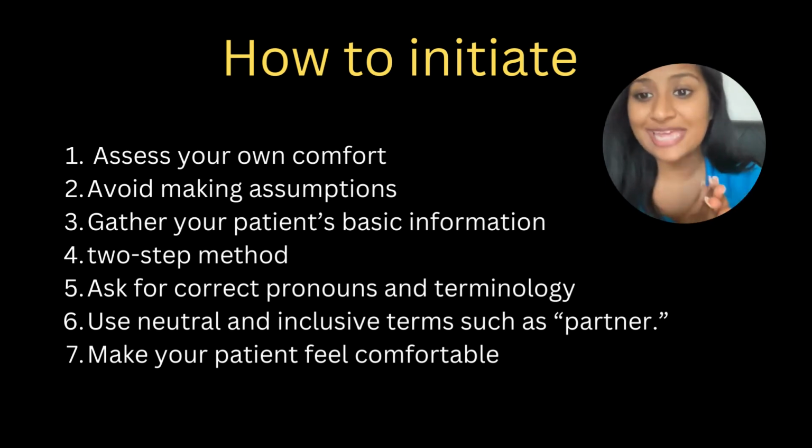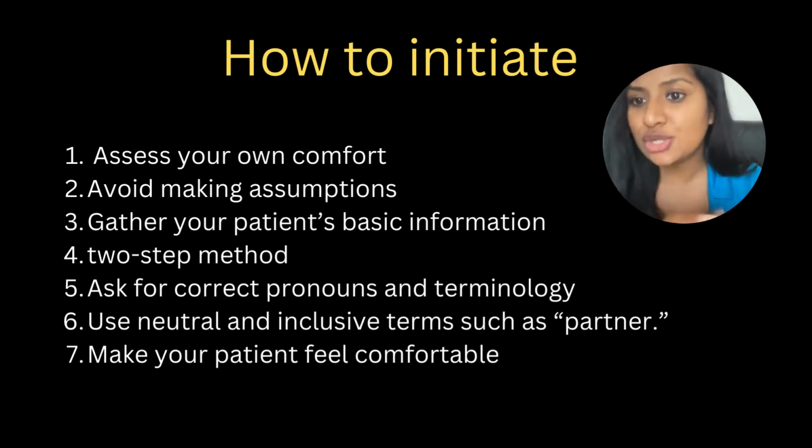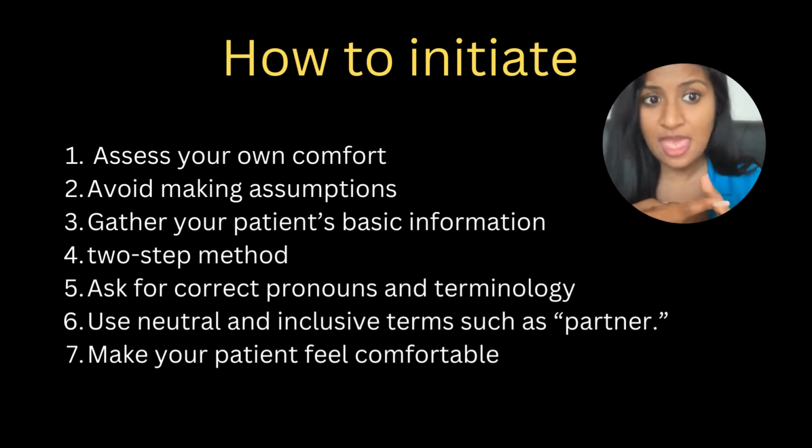The third one is to gather your patient's basic information. Now, this consists of their names, their pronouns, their sexual orientation, their gender identity. With their gender identity, you can use a two-step method. What a two-step method is: first you ask for their sex assigned at birth, and then from there you ask about their current gender identity.